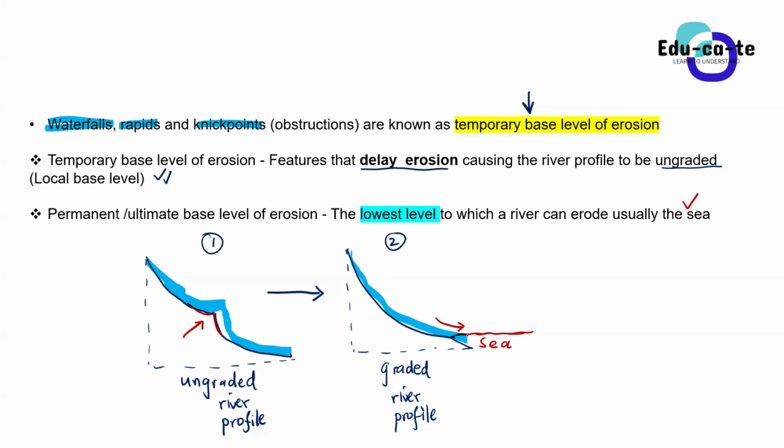But as for the nick points, the waterfalls and everything else that can be an obstruction in the river's path or in the river's profile, the river can erode it, provided that it has enough erosive power. It has enough water. Do we get the sense?